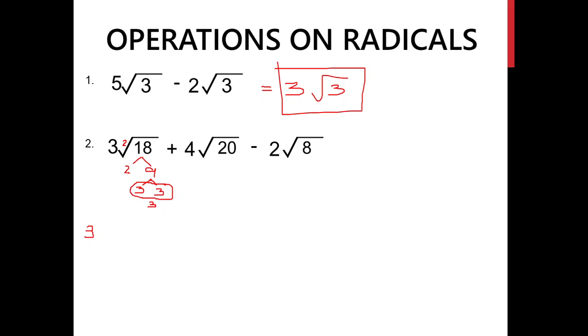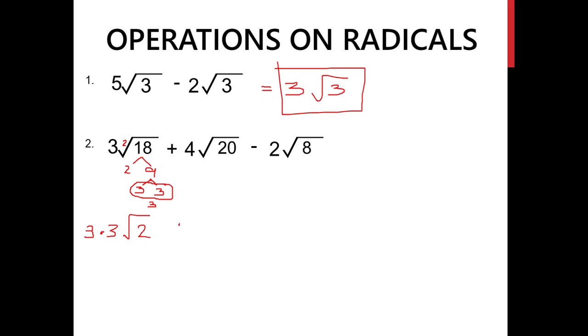Now we still have 2 which does not have any pair, so this one will go back inside the radical sign, but this one will go outside the radical sign. So this one will be multiplied to our numerical coefficient 3, and then this 2 will go back inside the radical sign. Okay, so there, we already simplified the first term.